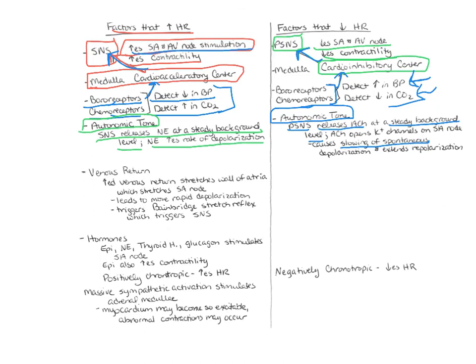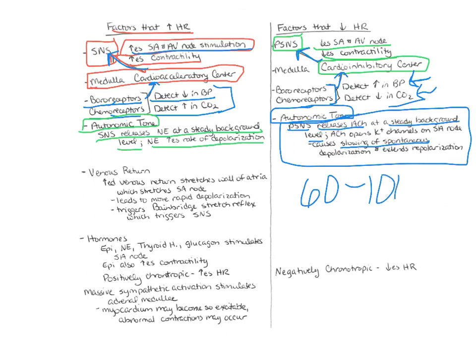We know that the parasympathetic tone is greater than the sympathetic tone at the SA node. So that's what we said, that at the SA node, it's normally 60 to 100 action potentials per minute. But because of this parasympathetic background tone, it's going to be at the lower end of that, usually somewhere around 70, 72.